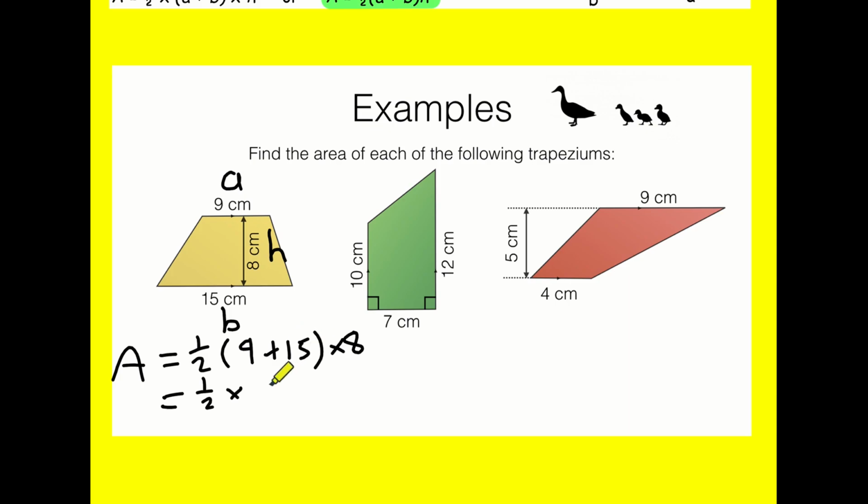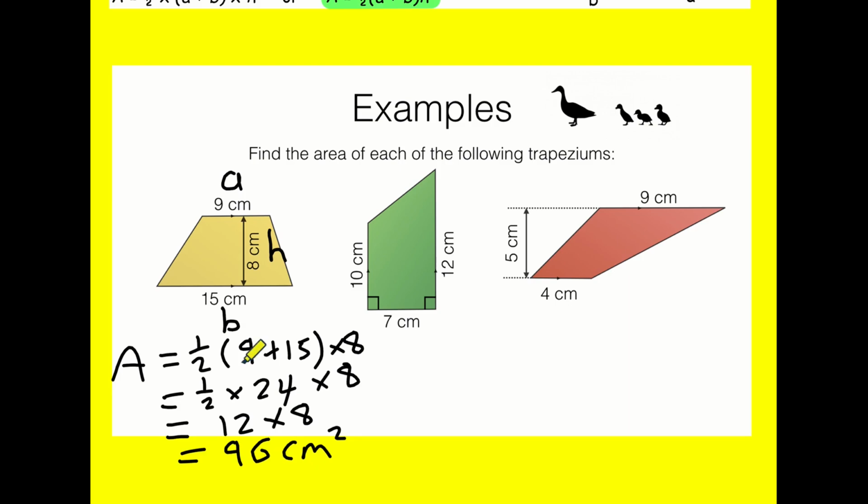We're going to do 9 plus 15. That's going to give us 24. Actually, you can just stick all of this in your calculator. I'll show you about that in a minute. And then I have to have either the 8 or the 24. I think I'll have the 24. So that'll give me 12 times 8, and that is equal to 96. But it's not just 96, it's 96 centimeters squared. So that could be how you do it without a calculator.